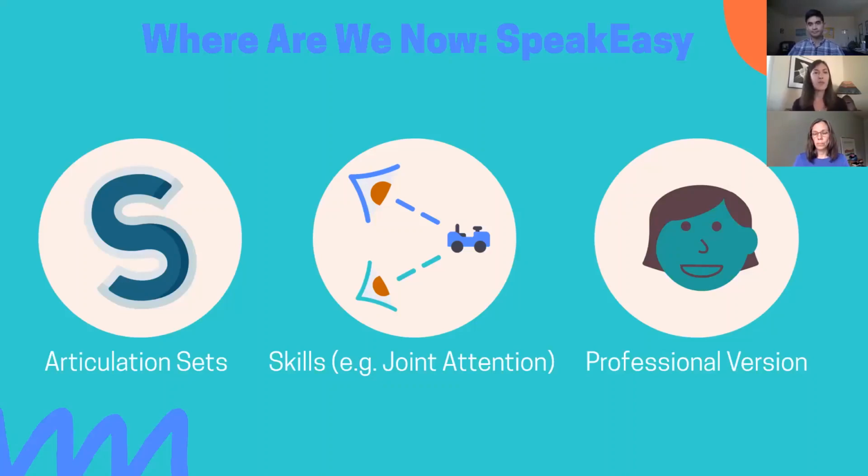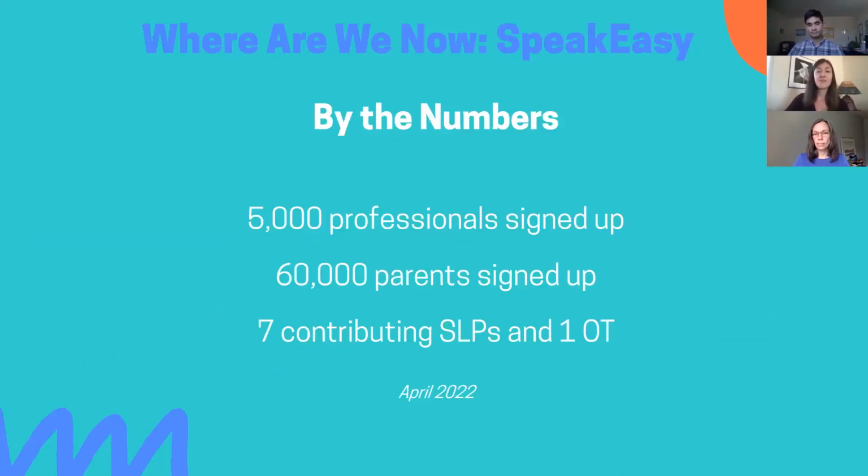And we've also been expanding our professional version of the app, where SLPs and other related professionals, occupational therapists, special educators, can use their version of the app and send and curate specific materials that they want to share directly with the families that they're working with. By the numbers, we have over 5,000 professionals who have signed up at this point, over 60,000 parents who have signed up for the app, and 7 contributing SLPs and 1 OT who are helping us add to our content over time.